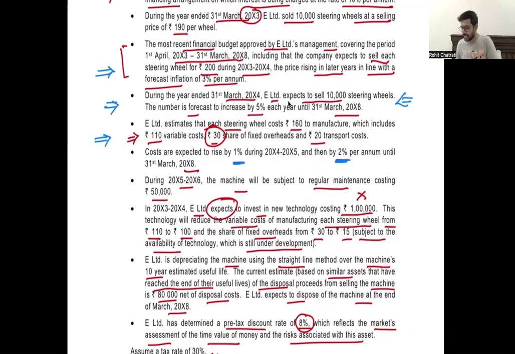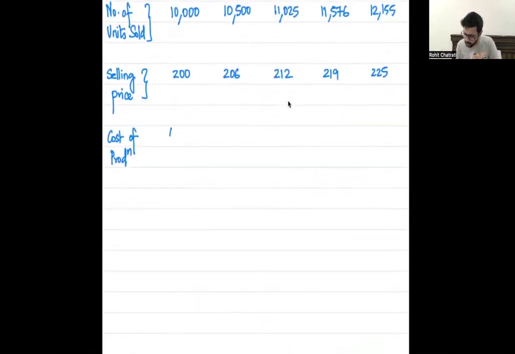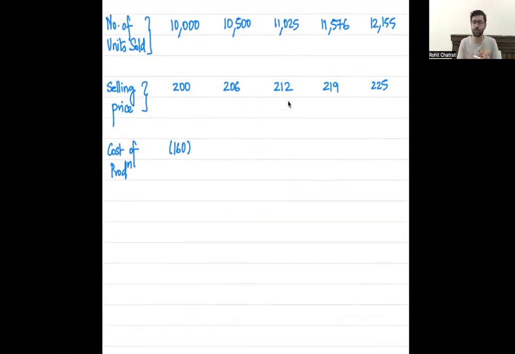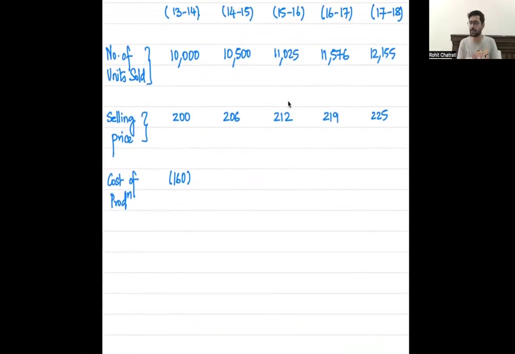So in the first year, the cost will be 160. I'm writing it within brackets to denote that it is an outflow. It's a cost which represents a negative number, and therefore I'm writing it in brackets. 160 will increase by 1%. So in the second year, the cost will be 161.6. I did 160 into 1.01. Every year later, it's going to rise by 2%. So later it will be into 1.02, which is equal to 165.